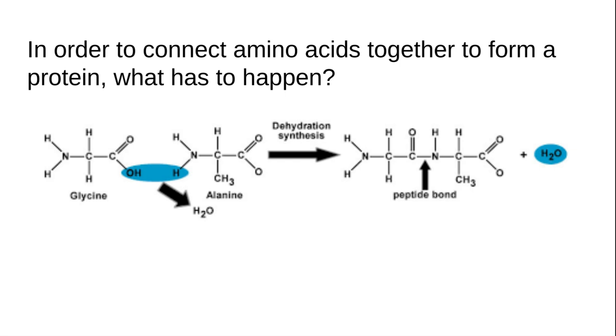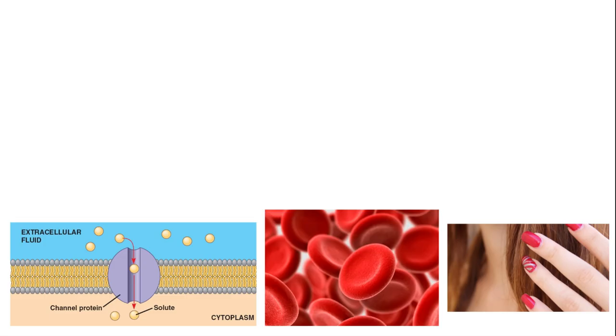If we want to connect amino acids together, what has to happen? What do we have to do? Remove water, dehydration synthesis. So anytime we're connecting molecules, we're removing water. And remember, if I want to connect 5 molecules together, I'm going to need to remove 4 waters. So it's always going to be 1 less water that I'm removing.